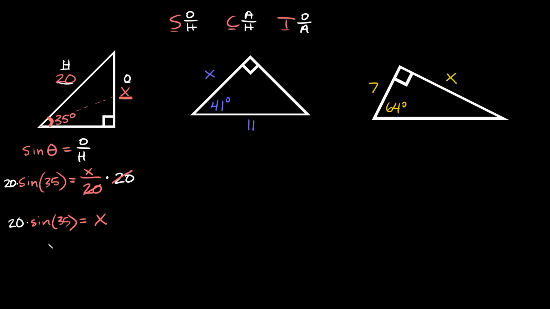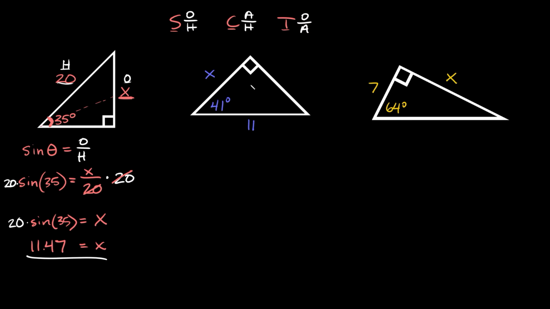Now, before plugging this into your calculator, you want to make sure that your calculator is in degree mode. If you hit the mode button on your calculator, just make sure it's in degree and not in radians. Otherwise, it's going to completely throw off your answer. But in any case, 20 times sine of 35 is approximately 11.47. So that's equal to x, the length of this side, the opposite side over here.